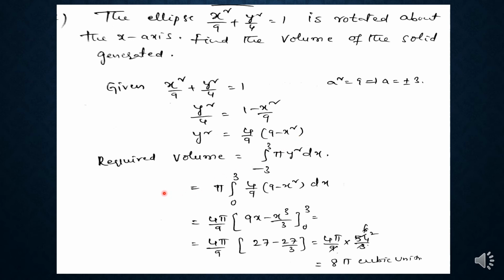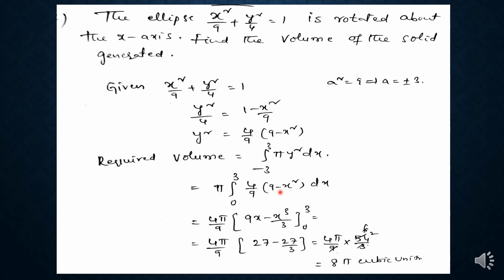Now write the formula to find the volume of the solid. The required volume is equal to integral from minus a to a of pi y square dx, so integral from minus 3 to 3 pi y square dx. That is pi into 4 by 9 into (9 minus x square) dx, since y square is 4 by 9 into (9 minus x square). Here this is an even function, so we can write it as 2 pi into integral 0 to a f of x dx.